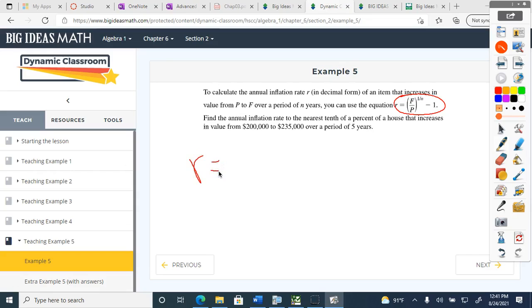Okay, and it tells you it's equal to F. Well, what was F? It says from P to F over a period of n years. So we went from P to F. So where did we go from? 200. So that must be what? No, the bottom. Which letter? That's the P. Okay. 2, that's the F. Is that making sense? So we're doing 235,000 divided by 200,000.